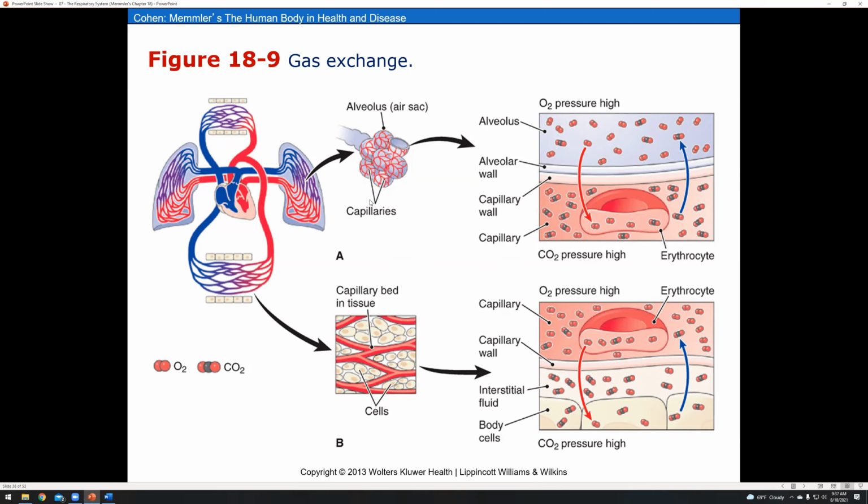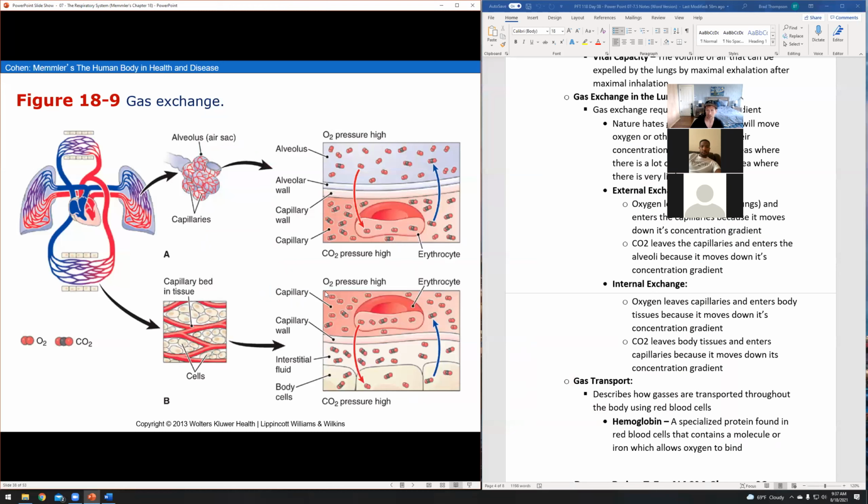And that's why your alveoli and all of your body tissues have to be covered in those capillary beds that we talked about yesterday when we were talking about the cardiovascular system, right? Those capillary beds cover our tissues to allow for this exposure to occur.